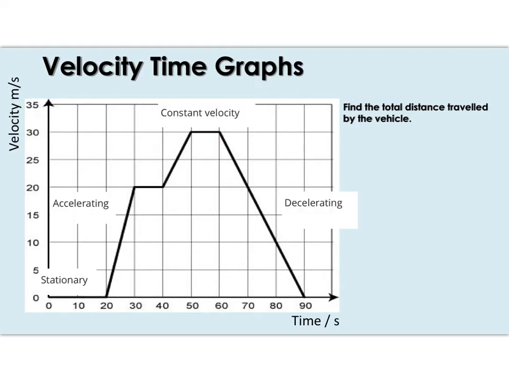Now to those labels, you can see them there. So you can see first of all stationary when it's 0, accelerating when we've got a diagonal line going upwards, constant velocity for a flat or straight line, and decelerating when the line's going down.